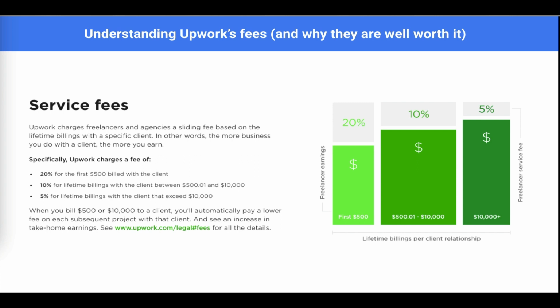So the way it works is when you bill a client for the first $500 that you bill with them, Upwork charges 20%. As that goes 1 penny over 500, that fee goes down to 10%. And then once you get over $10,000, that fee goes down to 5%. So you can learn more about this. Go to upwork.com/legal#fees for all the details.